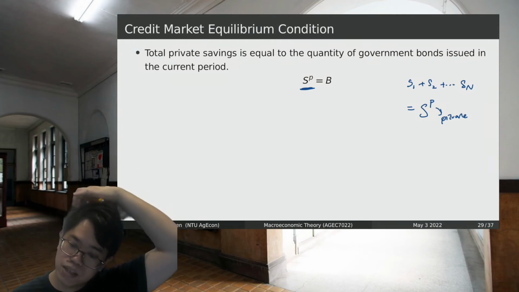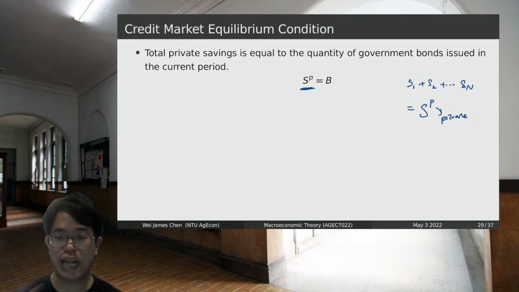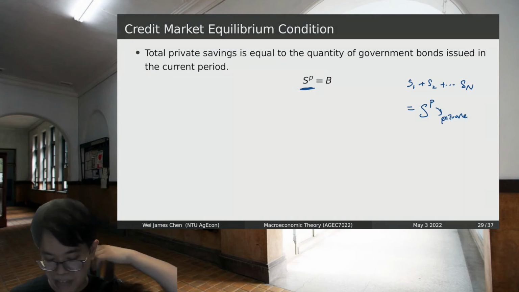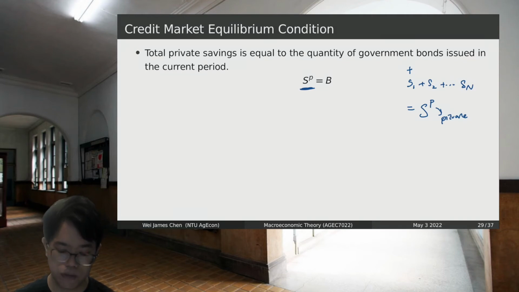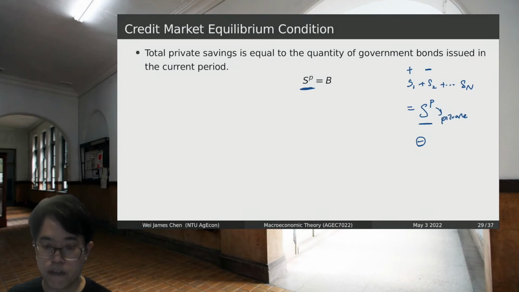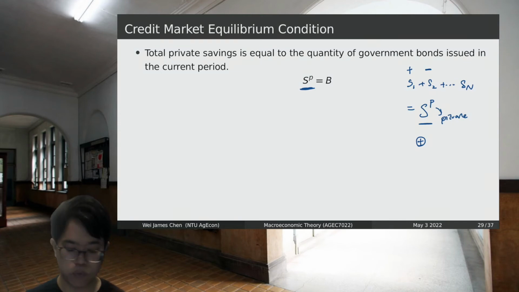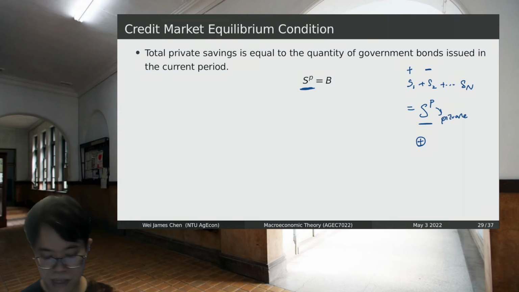We can assume that consumers are lending and borrowing money from each other. But if that's the case, some people's saving is positive, some people's saving is negative, and eventually they cancel out, right? So the total saving must be some number. If this is negative, overall the private sector wants to borrow money. If this is positive, overall the private sector wants to save. And the total saving must equal the bonds issued by the government.